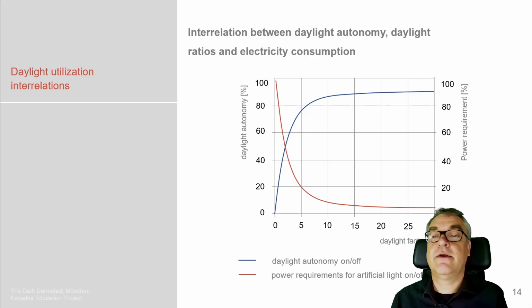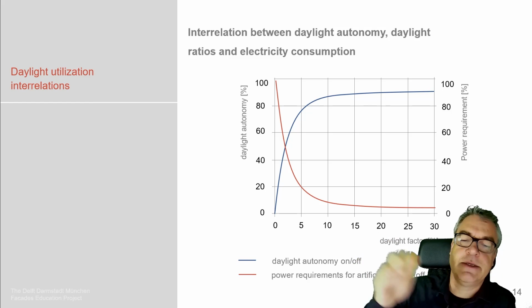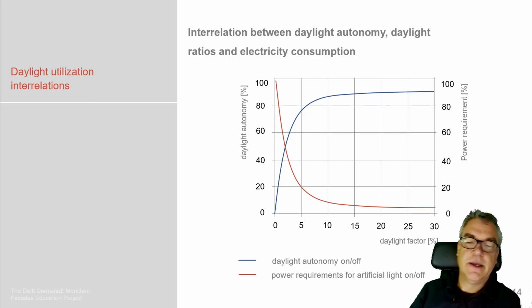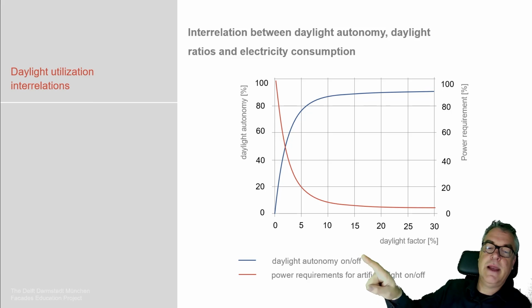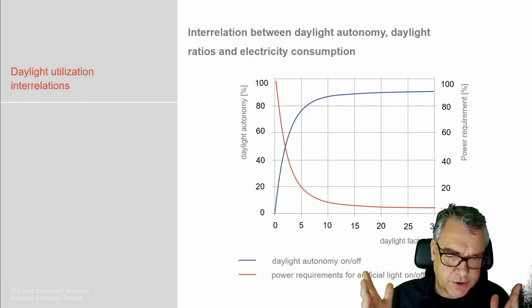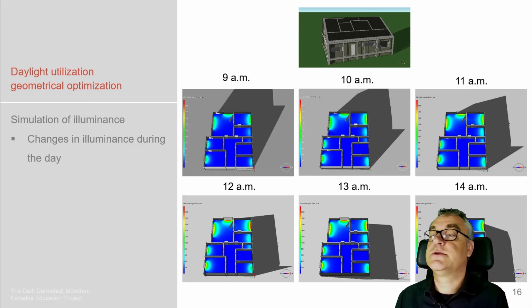And then there's a clear interrelation between the daylight autonomy, so being able to get as much daylight as necessary into a room, versus electricity consumption. That's what happens here, the daylight factor versus the power requirement. So the daylight autonomy on and off, which is the blue line up, versus the power required for artificial light on and off, which is the red line down. So the more daylight autonomy I have, logically, the less electricity, the less current I need to run the system.